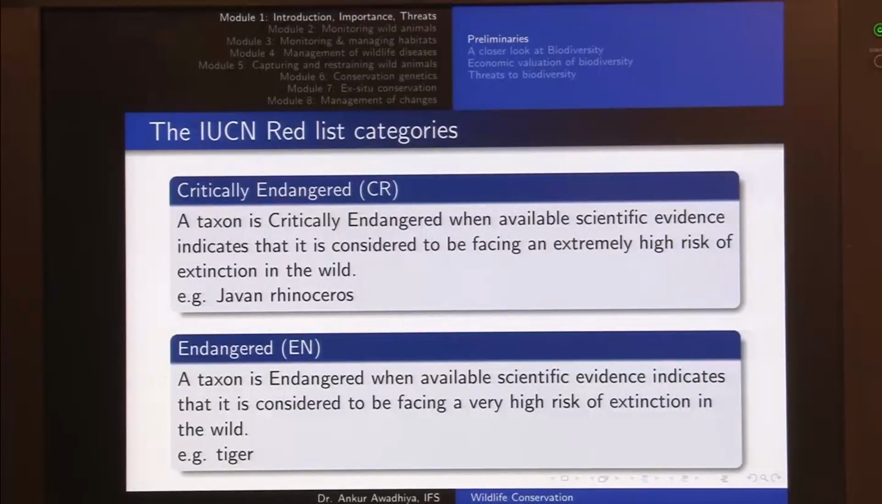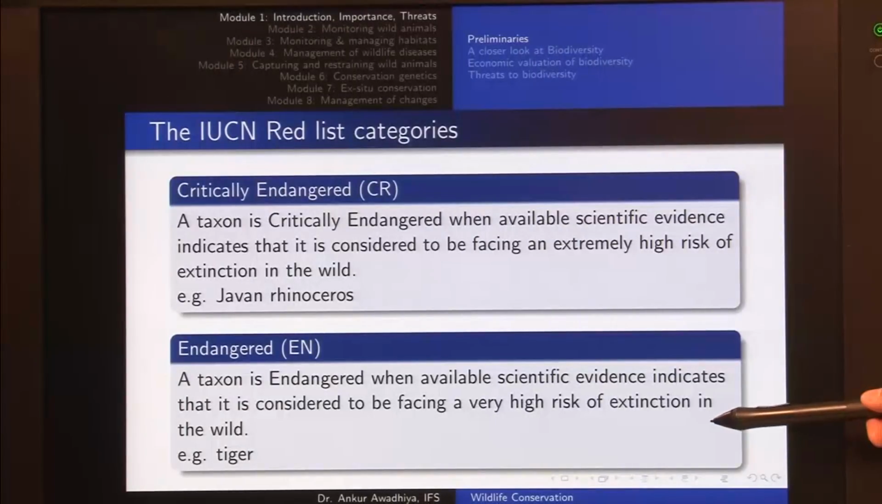Next, we have critically endangered. So, a taxon is critically endangered when available scientific evidence indicates that it is considered to be facing an extremely high risk of extinction in the wild. So, there is an extremely high risk of extinction. The example includes the Javan rhinoceros. So, now in the case of the Javan rhinoceros, we have close to around 100 individuals that are there in nature or that are there found anywhere. So, now this taxon has become critically endangered, and if it is not looked after in an intensive manner, it would very fast go into the extinct in the wild or the extinct categories.